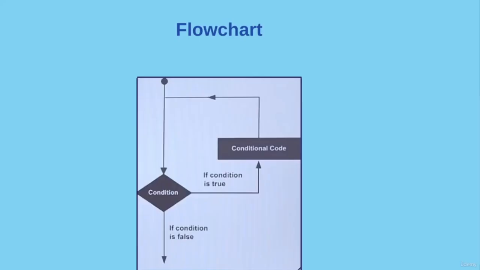Here is the basic idea of how the iteration statements or loops get executed. This is the control flow. There must be a condition. If the condition is true, then we will execute the conditional code and the control will again come to this condition. So unless and until this condition is returning true, this loop will keep on executing. As soon as the condition is false, it will get terminated. If there is any logical error, you may write an infinite loop which will not be able to come out of this iteration.